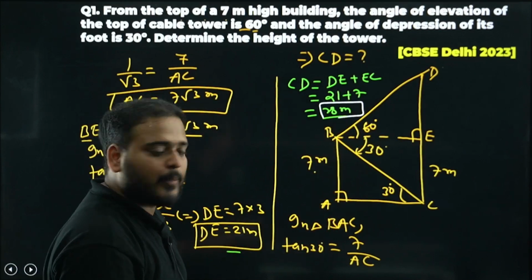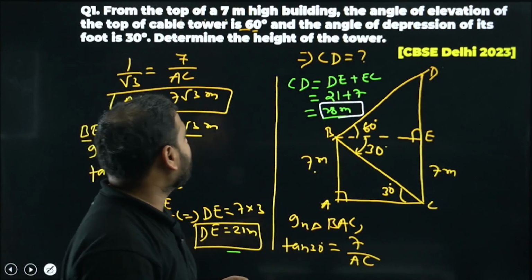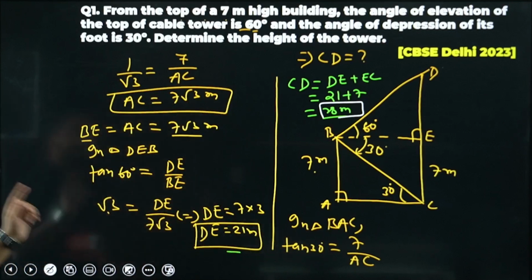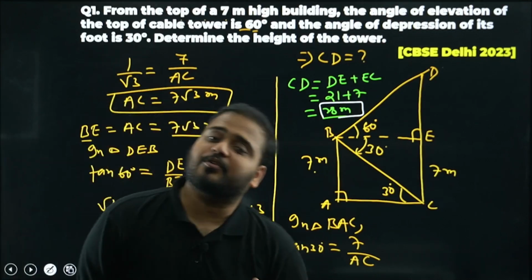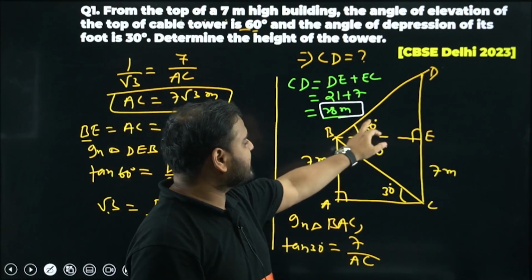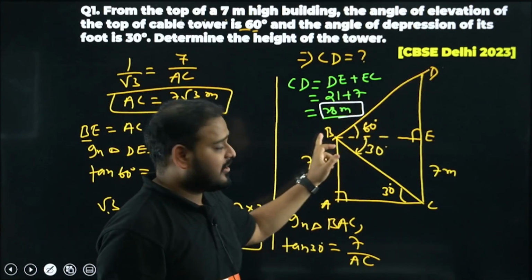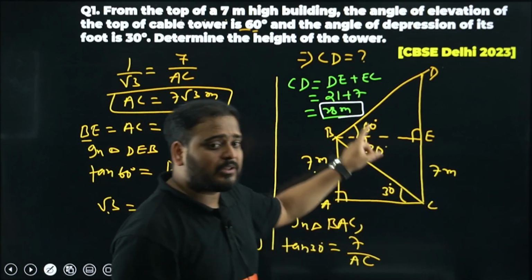Is this clear? I hope this is visible to you. 28 meters is my answer for question number 1, which was based upon your application of trigonometry. I've taken this question because line of sight is also explained over here: line of sight for angle of elevation, line of sight for angle of depression. Both angles I've written over here.